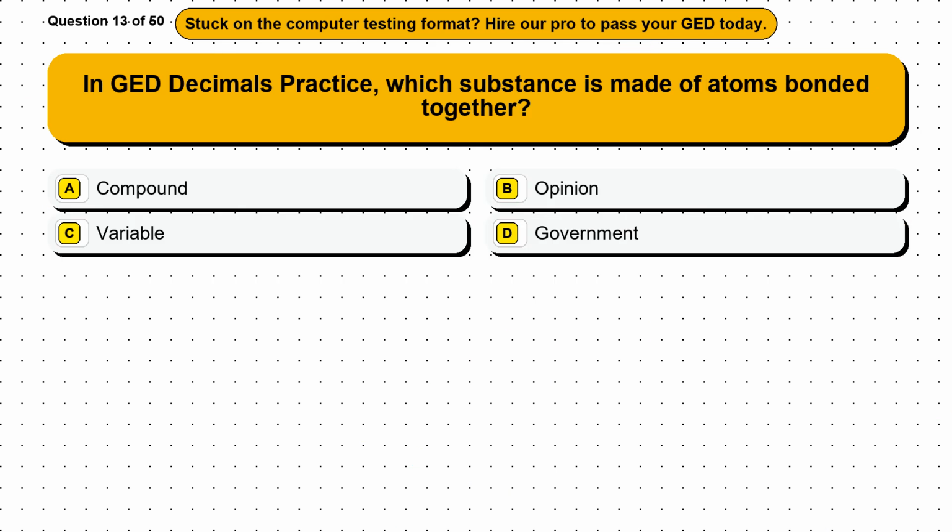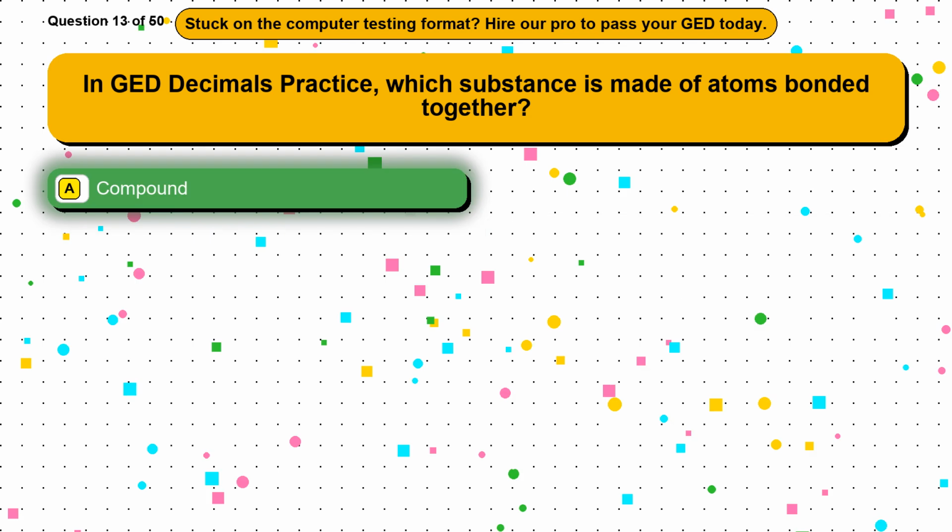Question 13. In GED Decimals Practice, which substance is made of atoms bonded together? Option A, compound. Option B, opinion. Option C, variable. Option D, government. The correct answer is option A.